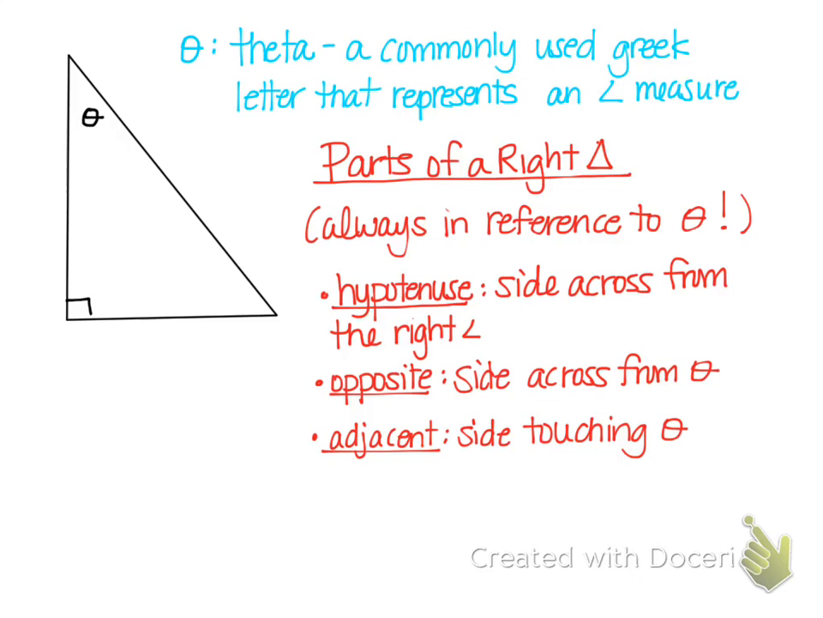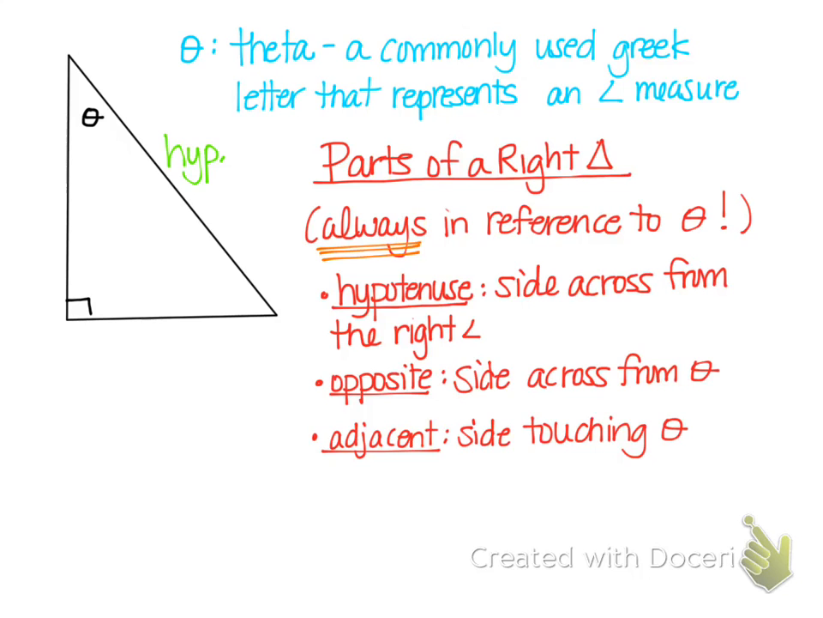Okay, so the parts of a right triangle. This is always important, and it's always in reference to theta. So wherever theta is, that's where we're going to start labeling things. Now, the hypotenuse always is the side across from the right angle. It does not depend on theta. So the side across from the right angle is that one, and that's the hypotenuse. Now, a lot of you guys will say, well, the hypotenuse is the longest side, and that's absolutely correct. So if you recognize it as the longest side, call it the hypotenuse. But it's always across from the right angle.